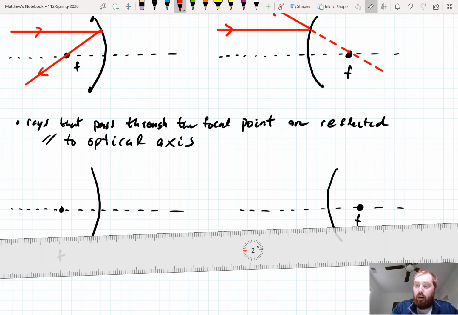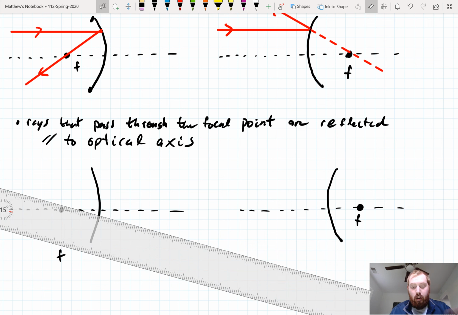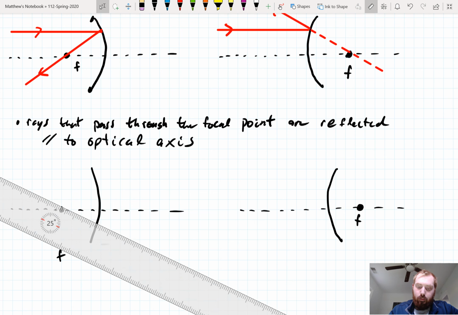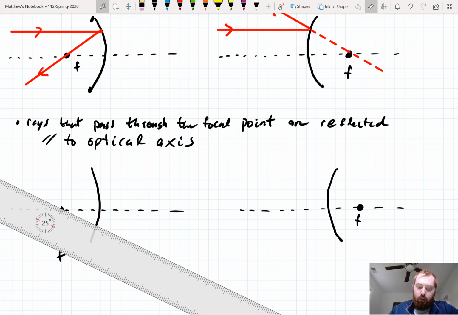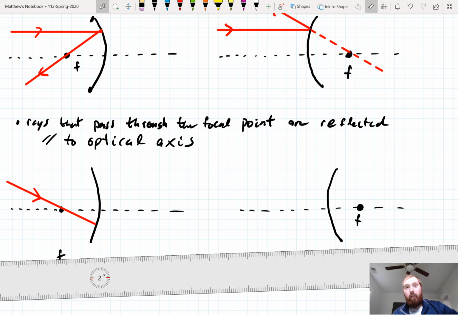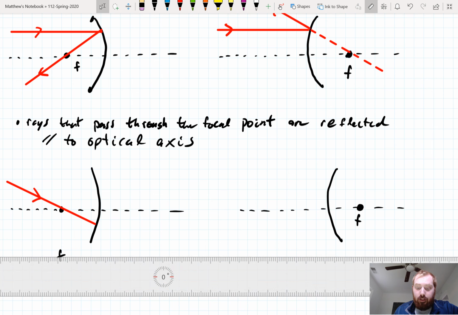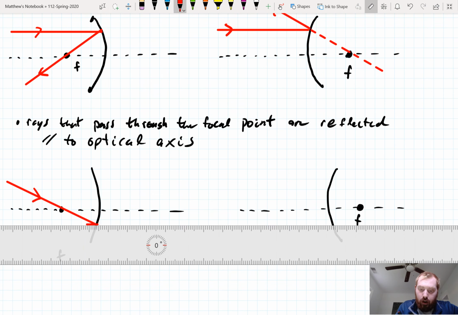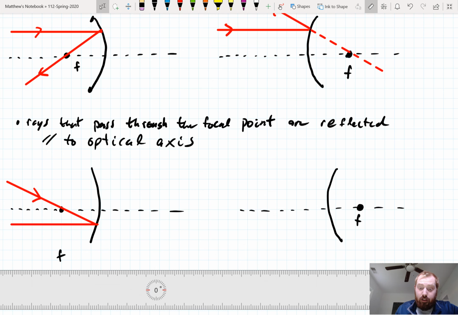All right, let's bring in my handy mirror. So let's have a ray that comes in like this. It's coming and it intersects the focal point. Boom. It hits that focal point. Well, then it must reflect parallel to the optical axis. So here it is leaving the system.